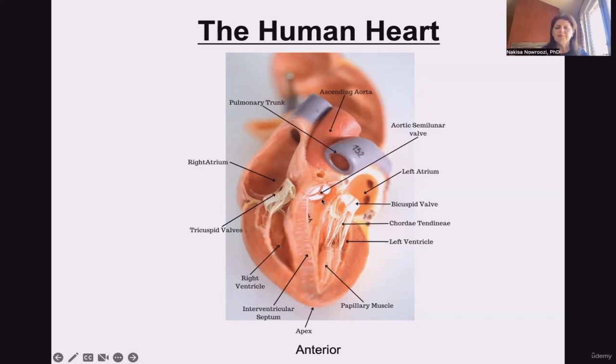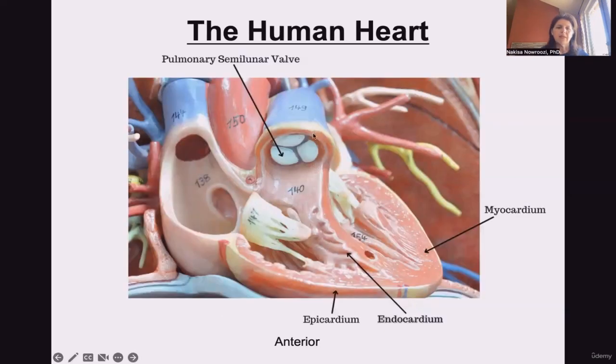At the very opening of the aorta to the left ventricle, we have a valve. This is called aortic semilunar valve. We have a pulmonary semilunar valve, but it's not shown here. Here, again, we can see the pulmonary semilunar valve. This is pulmonary trunk. This is ascending aorta here.